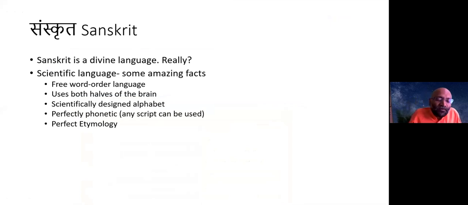Sanskrit has a perfect etymology. That means any word can be traced down to its root word. There are about 2000 root words in Sanskrit, out of which about 500 or so are the most commonly used. Like 95+% of the Sanskrit words, or even greater, like 99%, would have only those 500 roots.